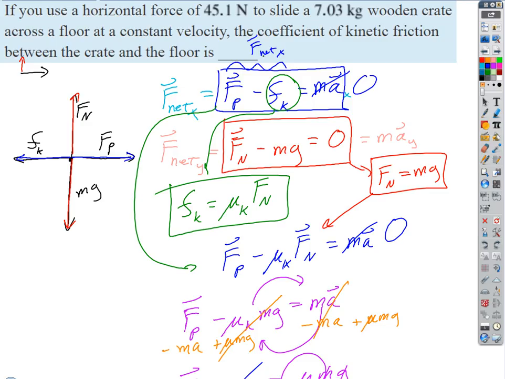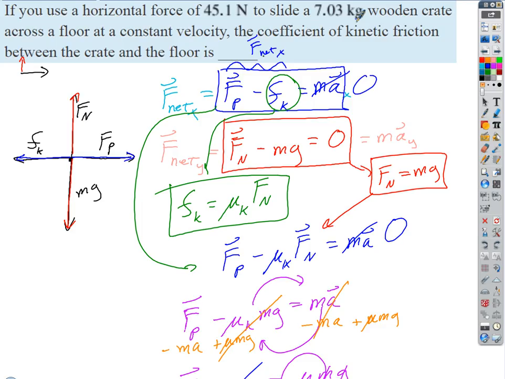In this problem, you have 7.03, so would I have to multiply that by 9.8? That's not the weight, that's the mass, because it's measured in kilograms. Yes, you'd have to convert that to a weight. Okay. Do we want to do the car one also?